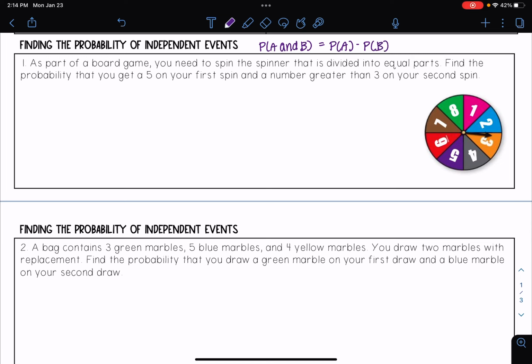So number 1 says, as part of a board game, you need to spin the spinner that is divided into equal parts. Find the probability that you get a 5 on your first spin and a number greater than 3 on your second spin. So I'm going to first label what my event A is and what my event B is. Well, I'm looking to see that I first spin a 5, so I'm going to let A be 5 on first spin. And I'm going to let event B be a greater than 3 on second spin.